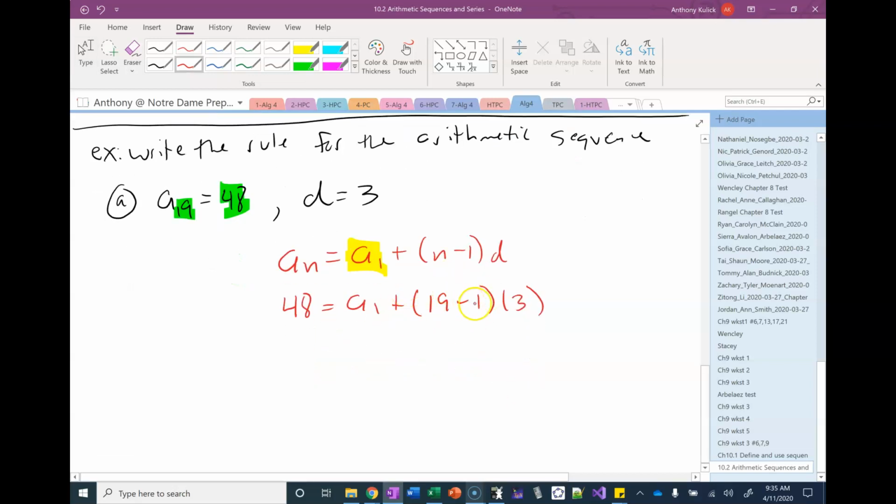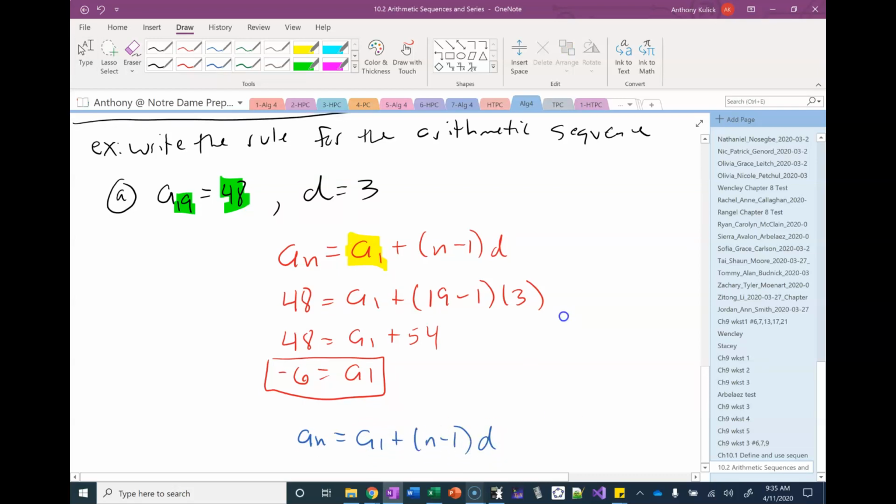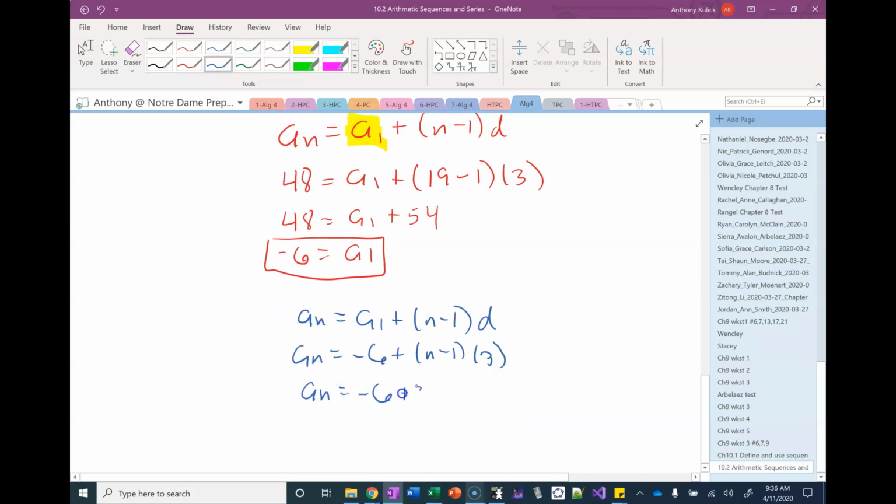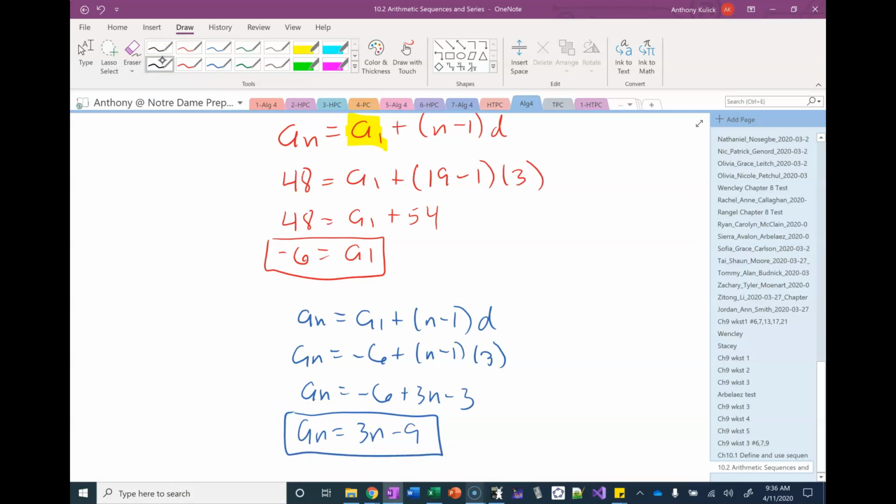So 19 minus 1 is 18, and 3 times 18 is 54. And I subtract 54 from both sides. I get -6. So now that I have that, I can go back to my formula for an arithmetic sequence, plug in my value for a sub 1, plug in my value for d, and then just distribute that d through, and then combine my like terms to get 3n minus 9.